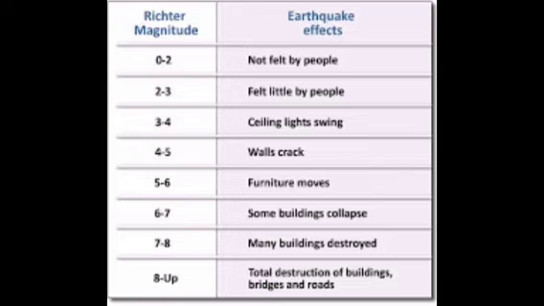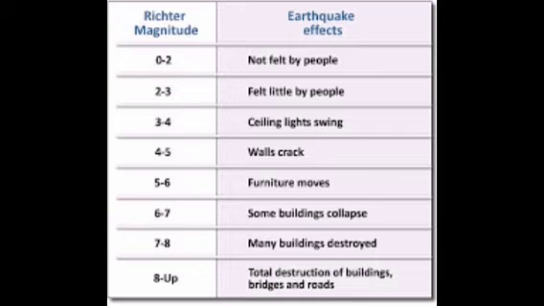So 0 to 2 on the Richter scale is not felt by people, which happens regularly. 2 to 3 is felt by a very small number of people. 3 to 4, you will find the ceilings and lights swing. 4 to 5, there is cracking in the walls that can happen. 5 to 6, the furniture would move.